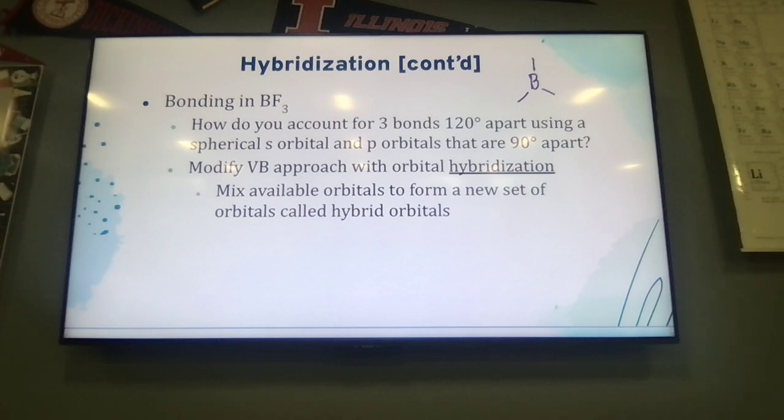And as long as you can draw the Lewis structure and tell me what shape it is, you can tell me what the hybridization is. All right? It always goes with the same shape. Like linear always has this one. Trigonal planar always has this. So they're always going to match. Okay? So we're going to start with linear.